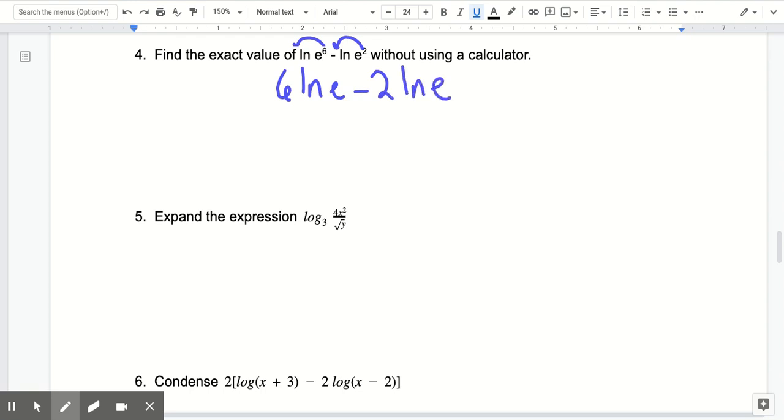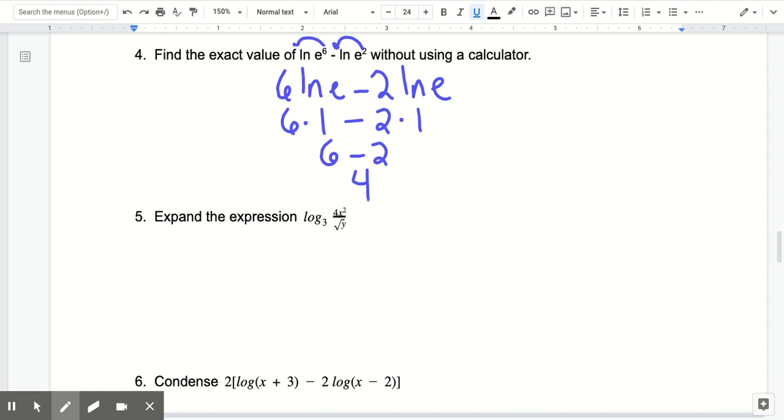And then remember the natural log of e, that's just 1, okay, because e to the first power is e. So this is 6 times 1 minus 2 times 1. So 6 minus 2 is 4. So we're able to do that problem without using a calculator.